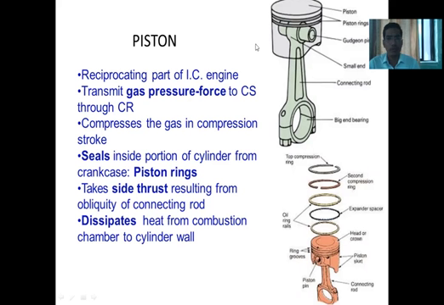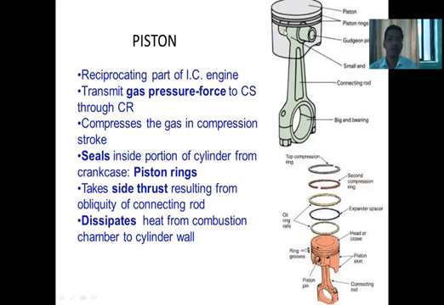Then it compresses the gas in the compression stroke. Then it seals the inside portion of the cylinder from the crankcase, that is done by the piston rings. Then it takes the side thrust resulting from the obliquity of the connecting rod, and it dissipates the heat from the combustion chamber to the cylinder wall.